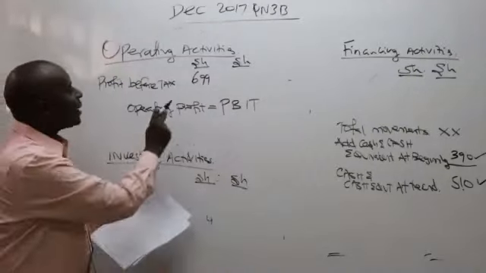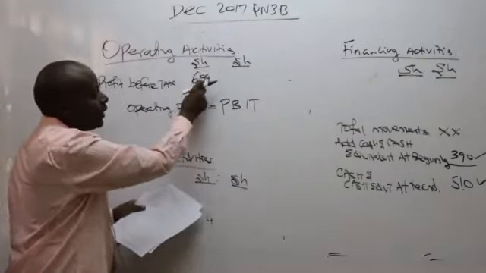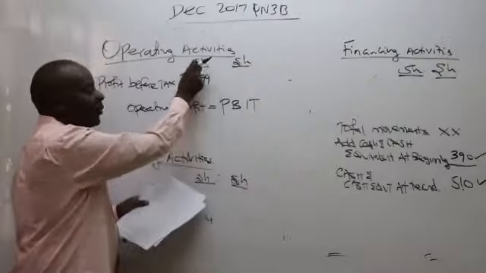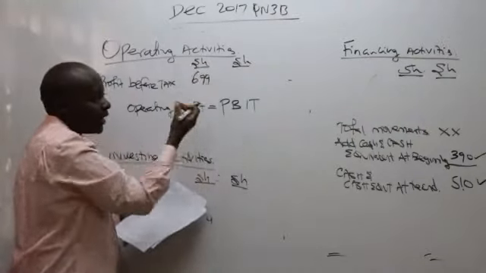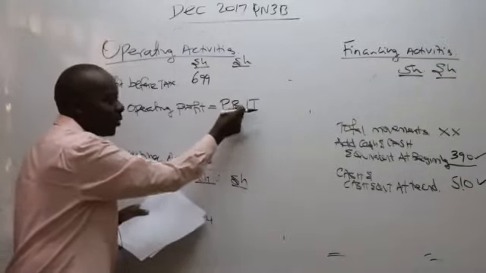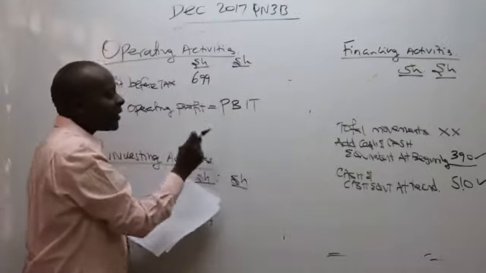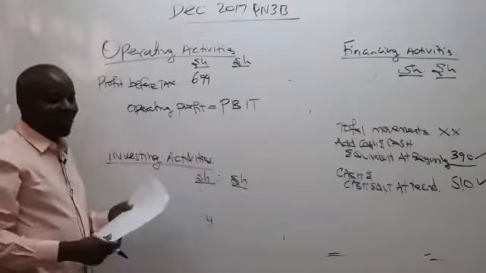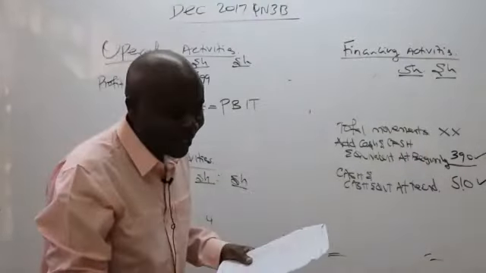So meaning that to get this figure, these guys must have subtracted the interest. So what we need to do very fast is to add back the interest. We must always begin from the profit before interest and tax. So are you able to see the interest charge for the year?